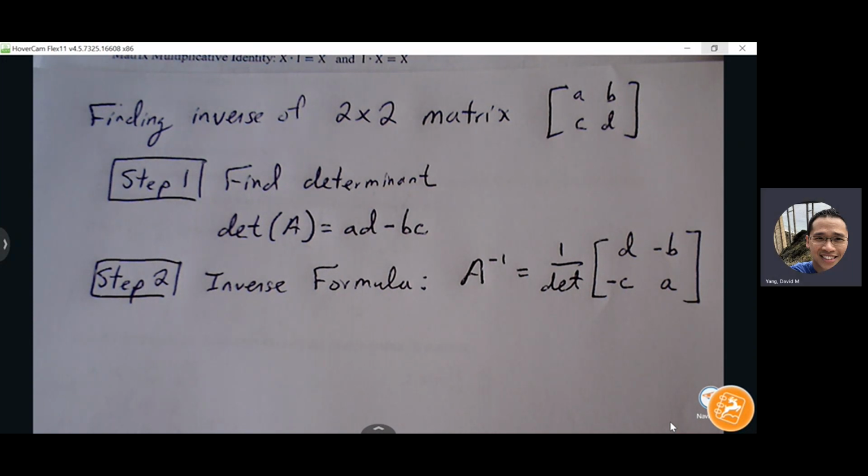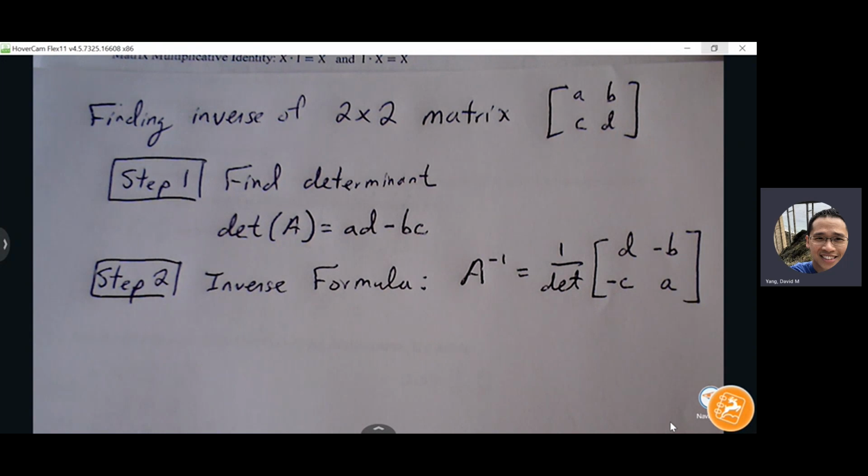What's the special case for determinant? If the determinant is 0, we know that the inverse does not exist. Okay. But if it's any other determinant, we can use it. So we get that number, and now we put it into the inverse formula.